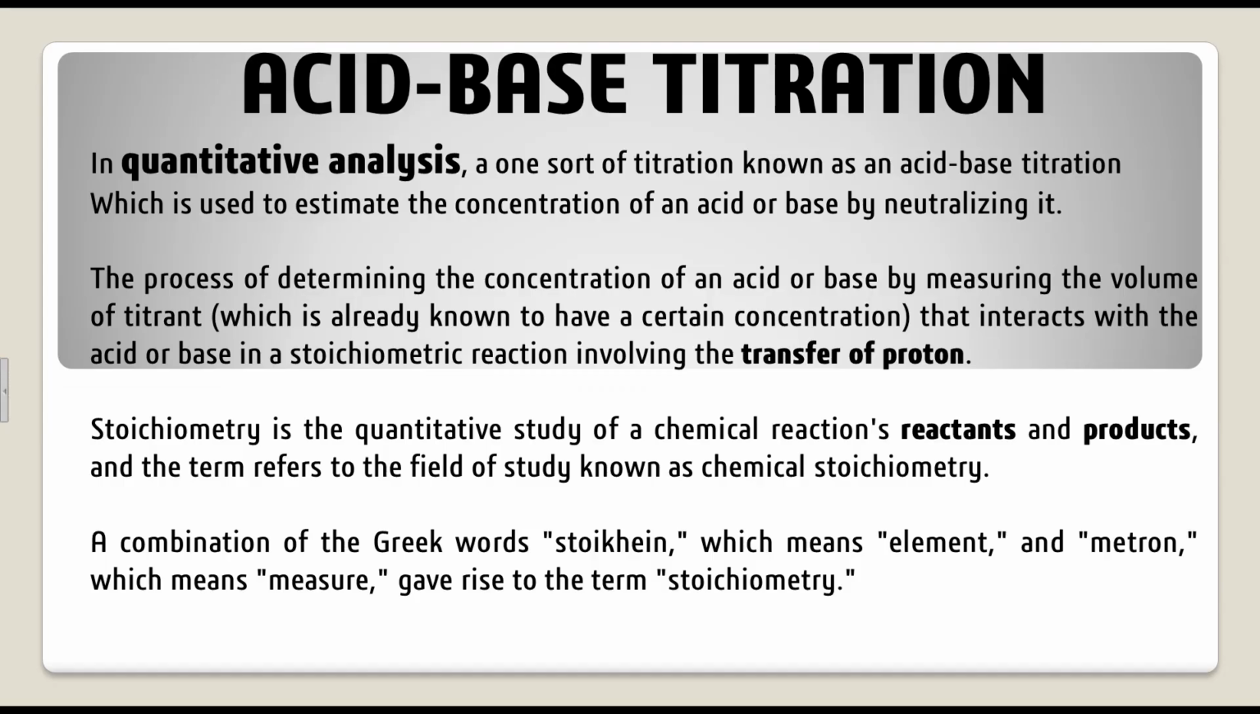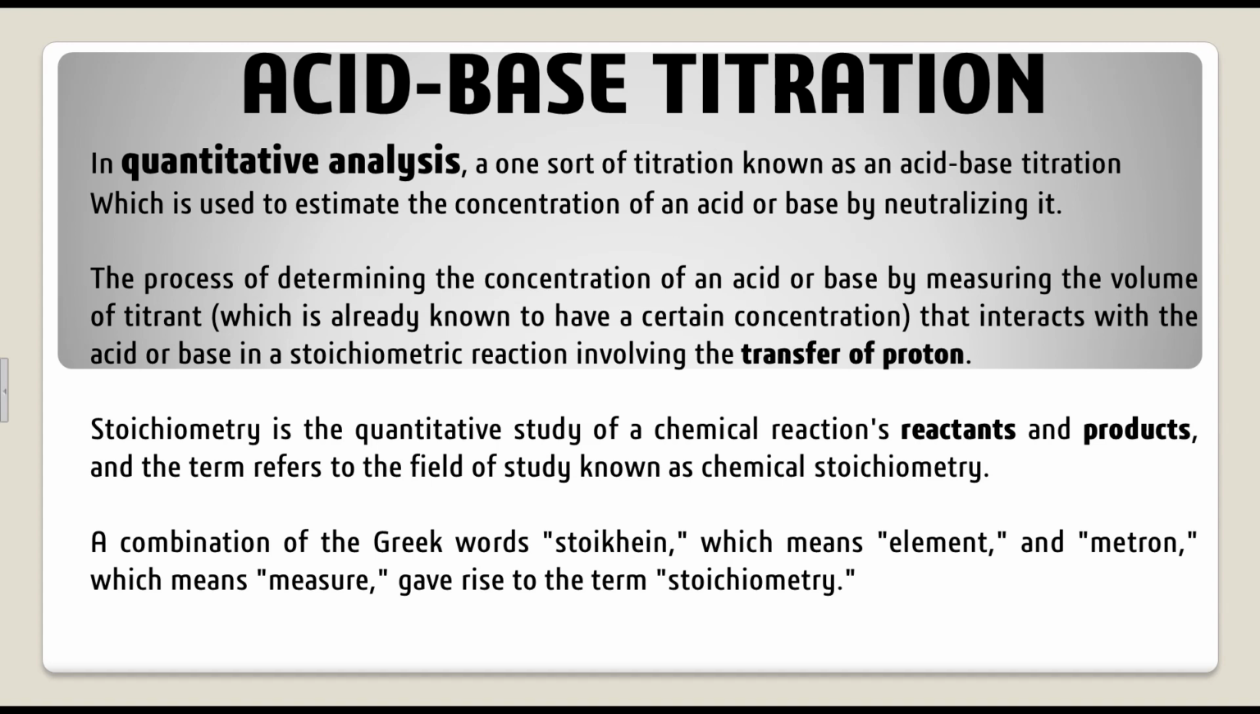What is acid base titration? In quantitative analysis, one type of titration known as acid base titration is used to estimate the concentration of an acid or base by neutralizing it. It is the process of determining the concentration of an acid or base by measuring the volume of a titrant, which is already known to have a certain concentration, that interacts with the acid or base in a stoichiometric reaction involving the transfer of protons. This is what acid base titration is.